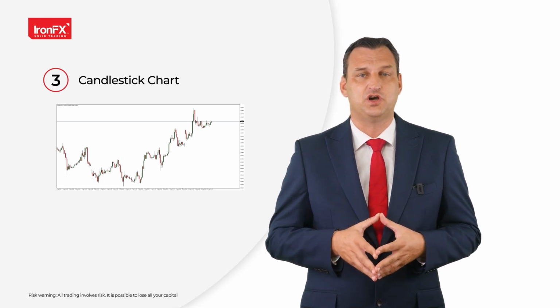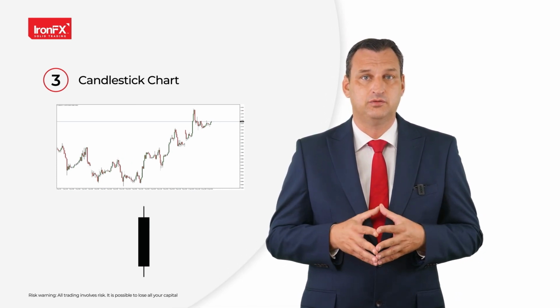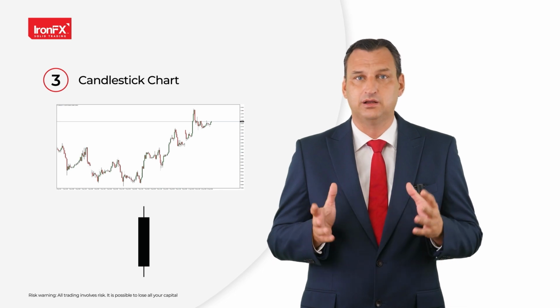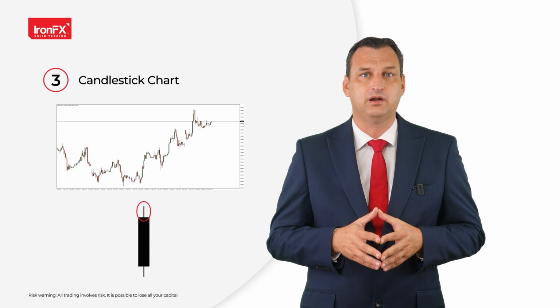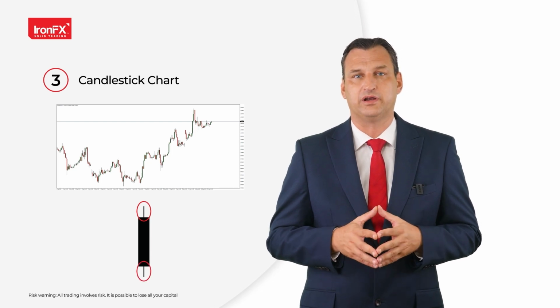The third type of chart is the candlestick chart, which is considered to be visually superior to the other two forms of charts. The candlestick comprises practically a rectangle in the middle and two vertical lines, one on the top of the rectangle and one on the bottom of the rectangle.